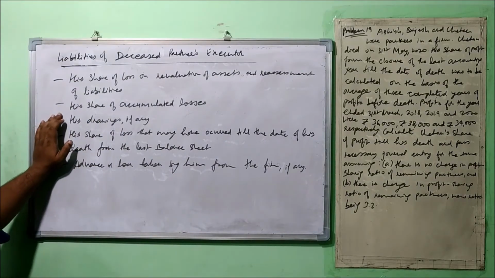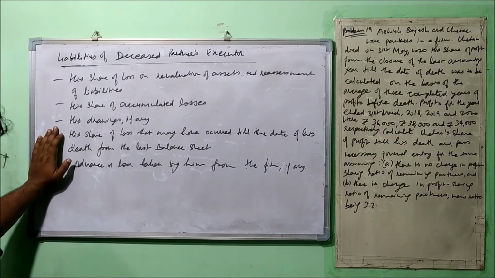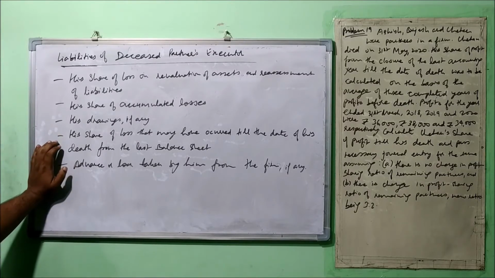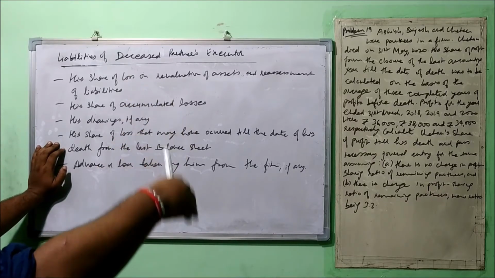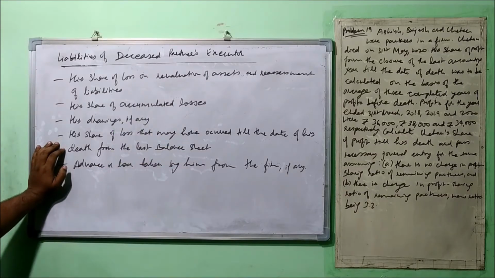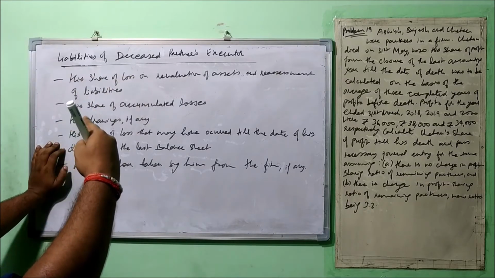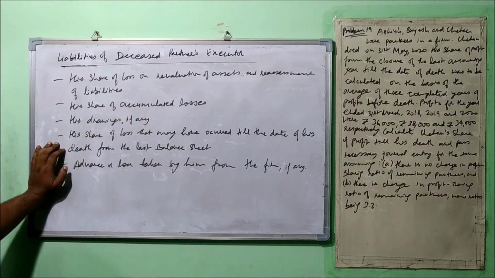His share of accumulated loss, if there is any, then definitely his capital account is supposed to be debited. His drawings: if any drawing has been made by the deceased partner, then his capital account is debited for the same. His share of loss that may have occurred till the date of his death from the last valuation. Like I discussed, if a partner dies on 1st June, then from 1st April to 1st June, if there is a profit, he is supposed to get the share of that. If there is a loss, he is supposed to bear that loss as well.